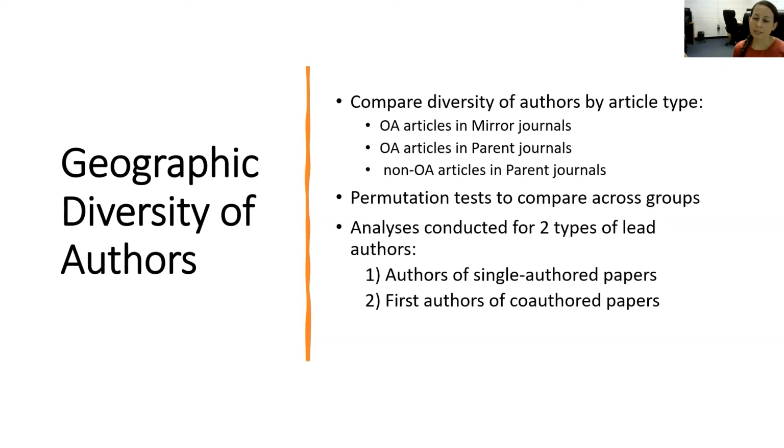We chose to look at both single authored papers as well as the first authors of co-authored papers. This gets a little tricky because we don't necessarily know which author was funding the research, and we can't really tease that out from our end. Single authored papers help because we know there's only one author involved, so there are fewer potential variables going on. But for simplicity's sake, we also looked at just the first author of co-authored papers.